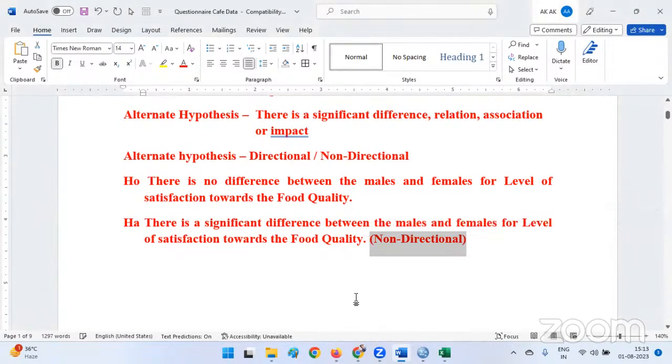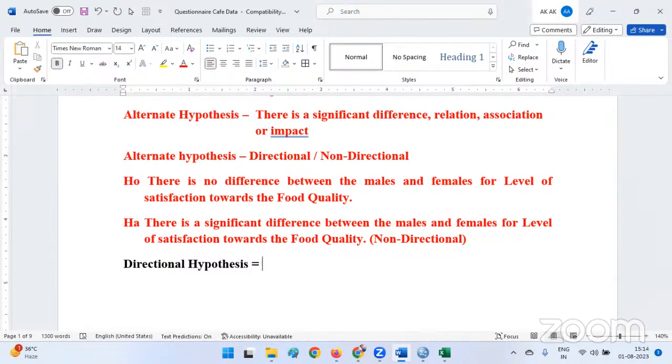There is no direction in this hypothesis. Why is there no direction? Because the level of food quality satisfaction of males may be higher, or females may be higher. Still, this hypothesis will not tell us, even if it is significant, whether males are more satisfied or females are more satisfied. So we make a directional hypothesis as per the requirement of our study.